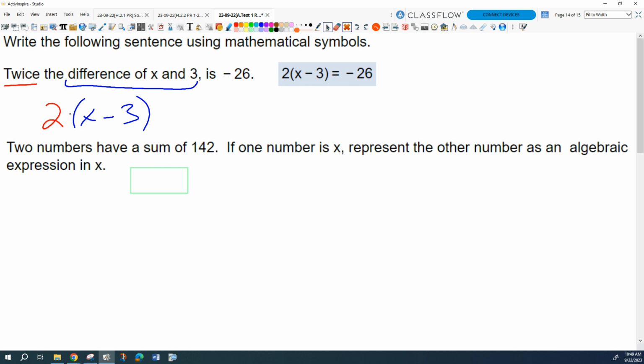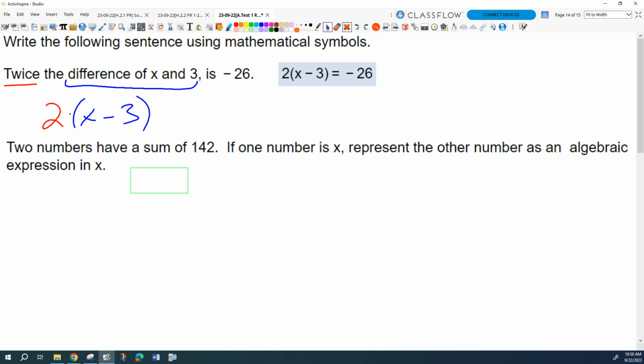Okay. 2 numbers have a sum of 142. If one number is x, represent the other number as an algebraic expression in x, meaning just using x's. How would I write the other number? If the first one is x, what's the next one going to be? Okay, these are a little tricky. Here's a great way to do this. What makes this tough is that variable, right? You're not used to dealing with variables like that yet.